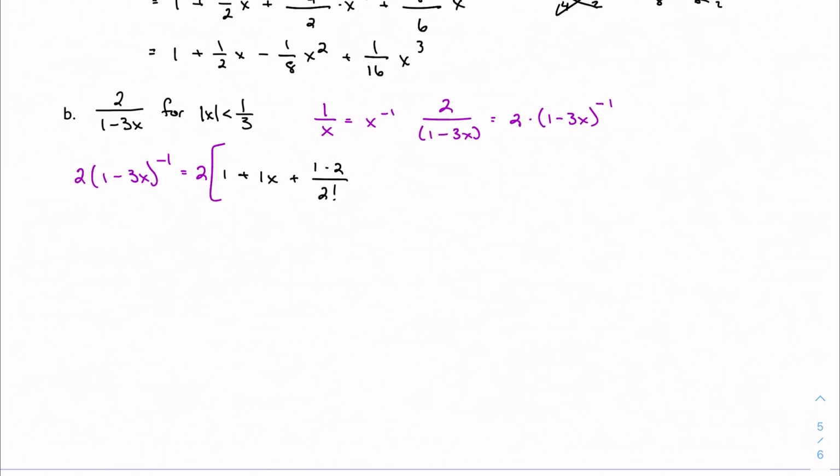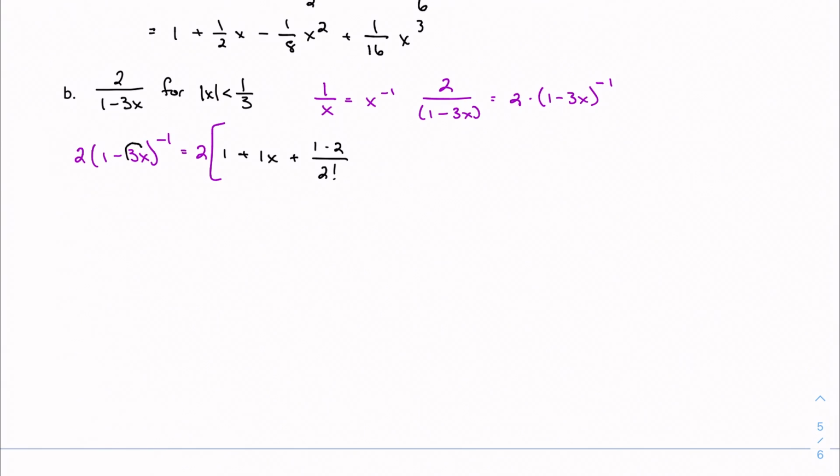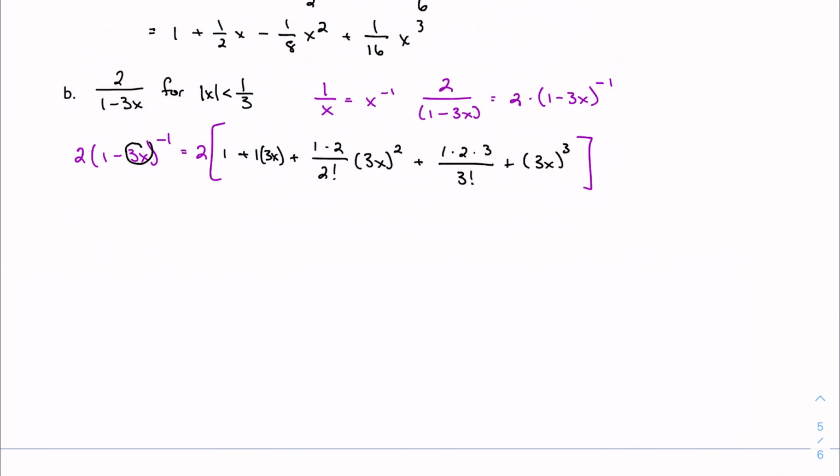So the other thing we want to be careful about is when we have an x, I want to take that whole thing with me, right? Because it's 1 minus 3x. So I want to take that 3 with me too. So I should be careful here to make sure I'm writing 1 times 3x. So over here we'd have 3x squared. And then I'd have 1 times 2 times 3, right? My consecutive factors again. Times 3 factorial. And then I have 3x cubed. So I just want to be careful and make sure I'm taking the entire thing in that second term along with me for the whole problem.